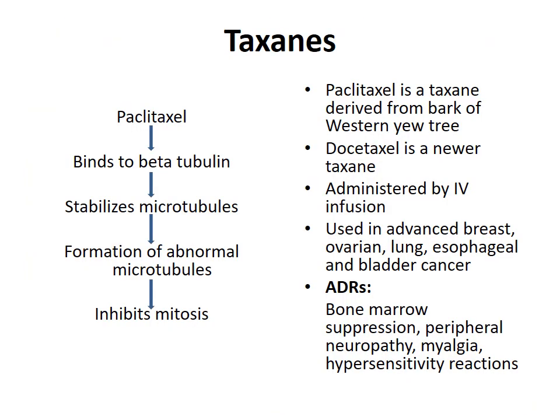Taxane. Paclitaxel is a taxane derived from the bark of the western yew tree. Docetaxel is a newer taxane administered by IV infusion. It is used in advanced breast, ovarian, lung, esophageal and bladder cancer. Adverse drug reactions are bone marrow suppression, peripheral neuropathy, myalgia and hypersensitivity reactions. If we see the mechanism of action, paclitaxel binds to beta tubulin and stabilizes the microtubules in the cell. There is formation of abnormal microtubules. This inhibits mitosis.